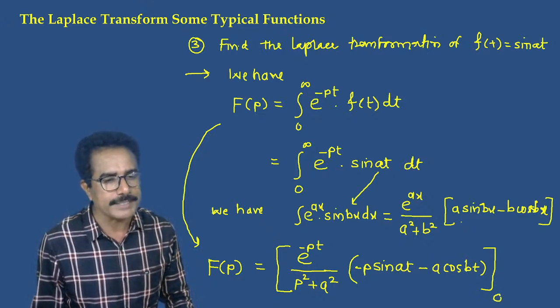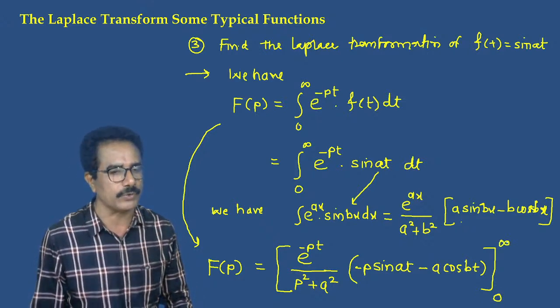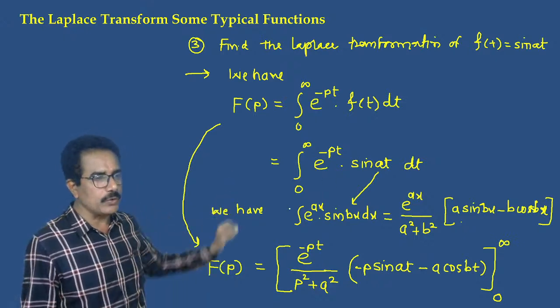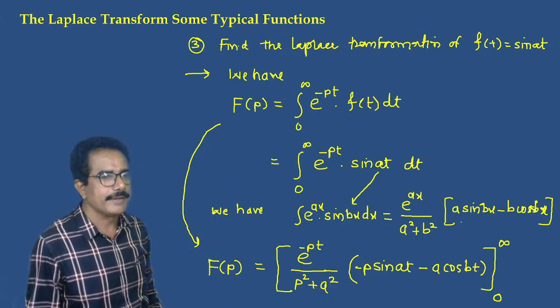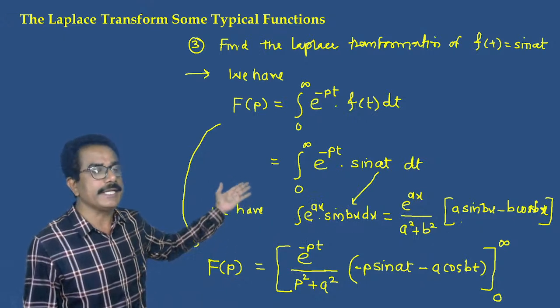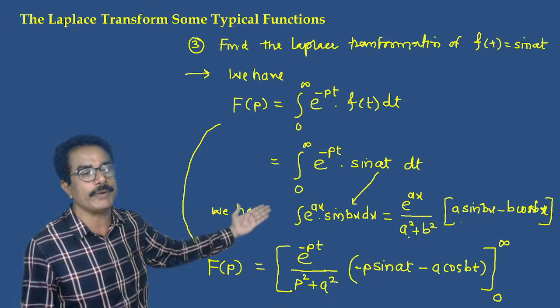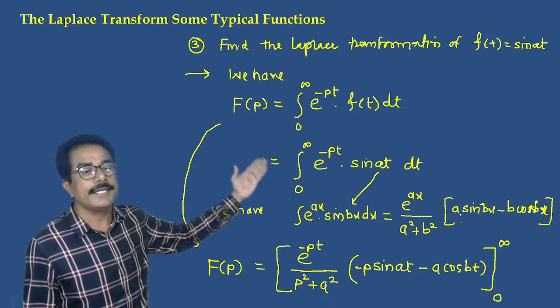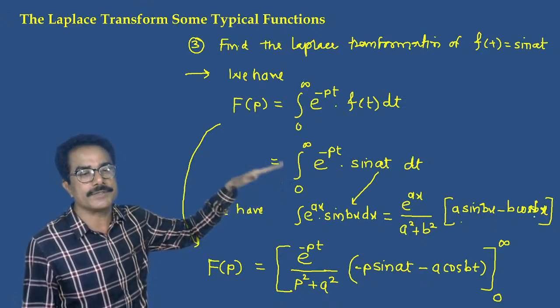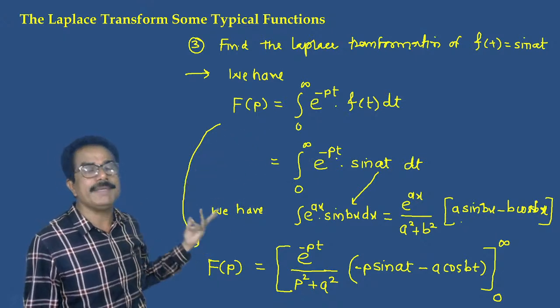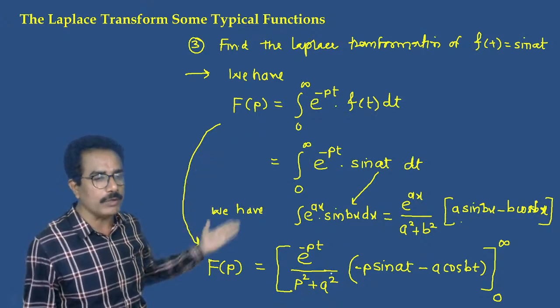Now we have to replace the limits of the integral from 0 to infinity. Again, see this, we have to use this formula. By using this formula, the integral of e raised to ax into sin bx dx is e raised to ax divided by a square plus b square, into a sin bx minus b cos bx. So our integral becomes, a means minus p and b means a. We have to replace this.